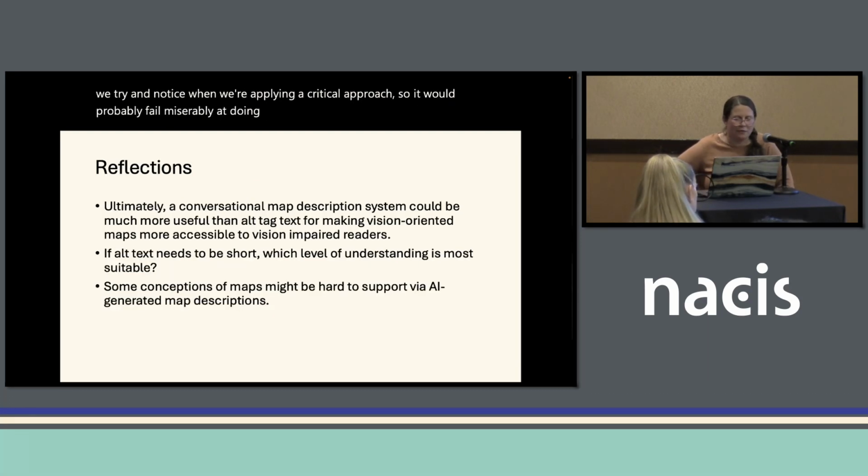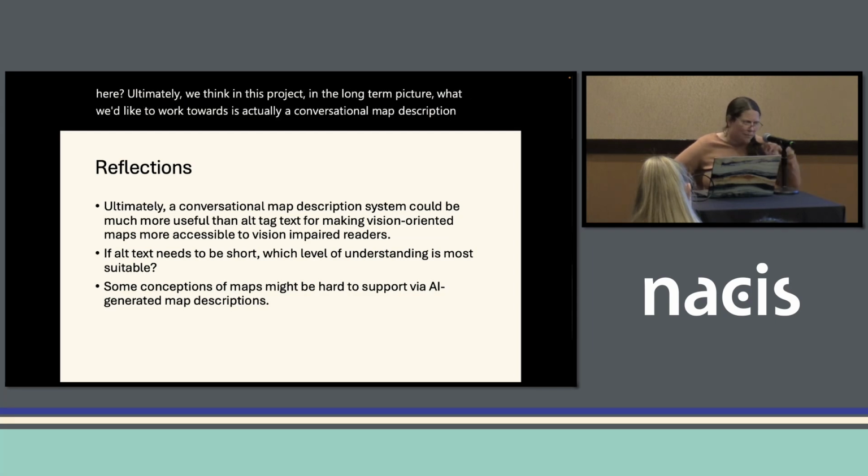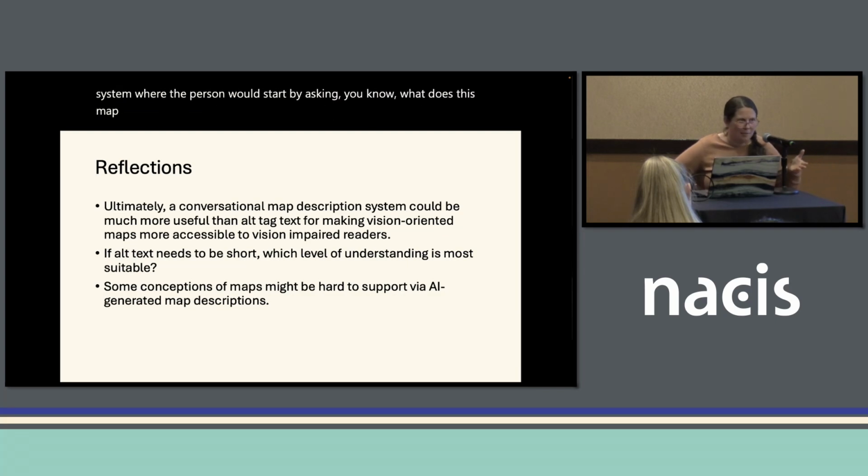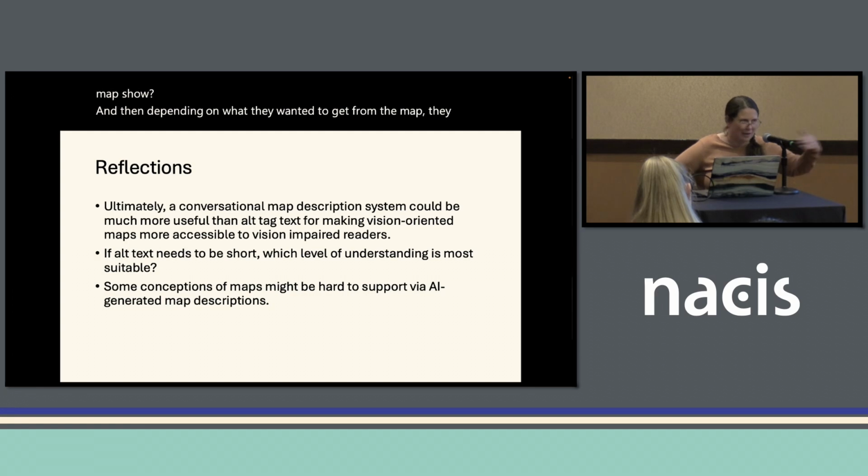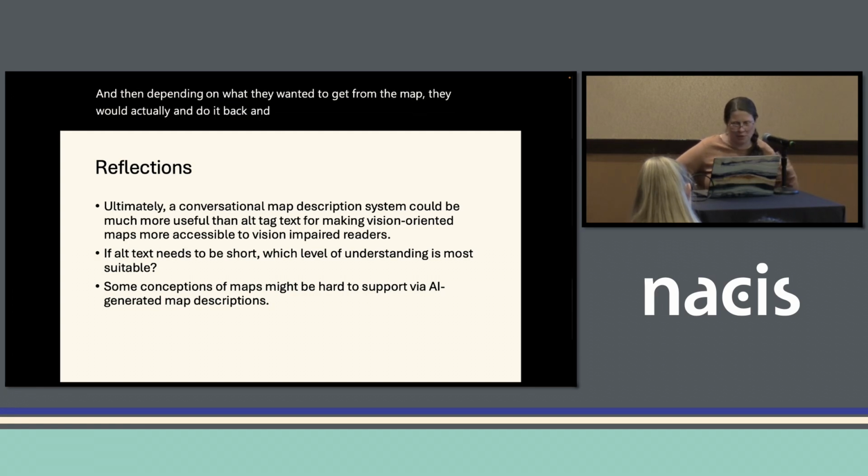So what are some of our reflections here? Ultimately, in the long-term picture of this project, what we'd like to work towards is a conversational map description system where the person would start by asking, what does this map show? And then depending on what they wanted to get from the map, they would do a back and forth with the large language model, because the alt text is only ever going to describe a very small amount of the map, and they might want to know more than just the overview.